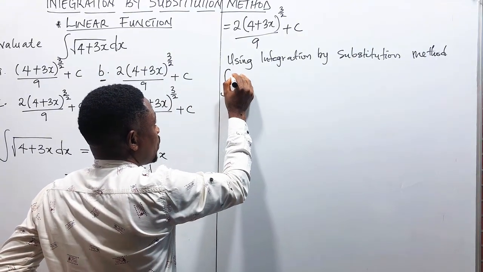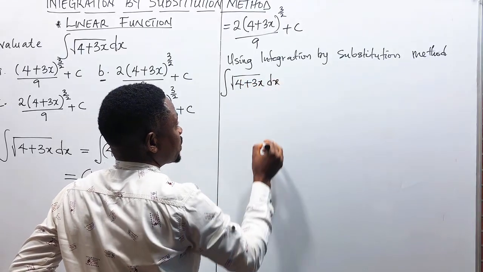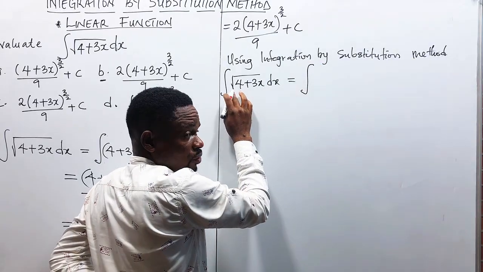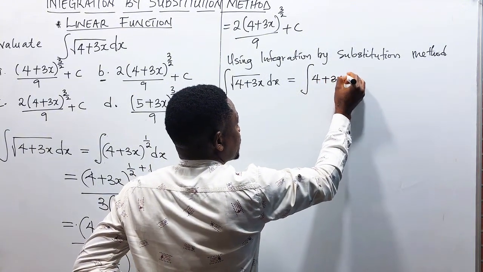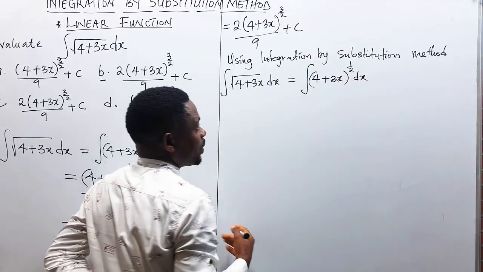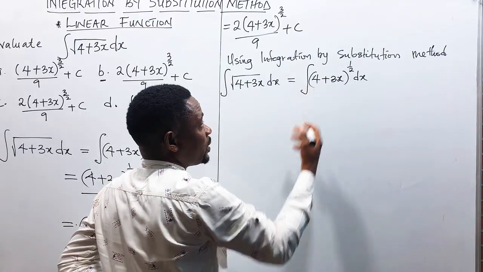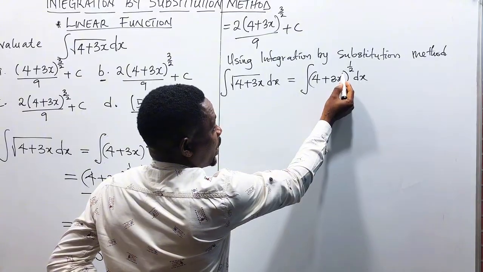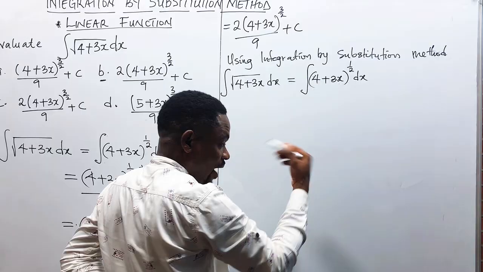It is the integral of square root of 4 plus 3x dx. Now you should know also, we're going to translate this square root to power 1 over 2, so that by indices we have 4 plus 3x, all in brackets, raised to power 1 over 2 dx. Now, how do we reason it? What you should do is, first of all, know whether it can go by substitution method. This is a linear function because the power of x inside the bracket is 1.